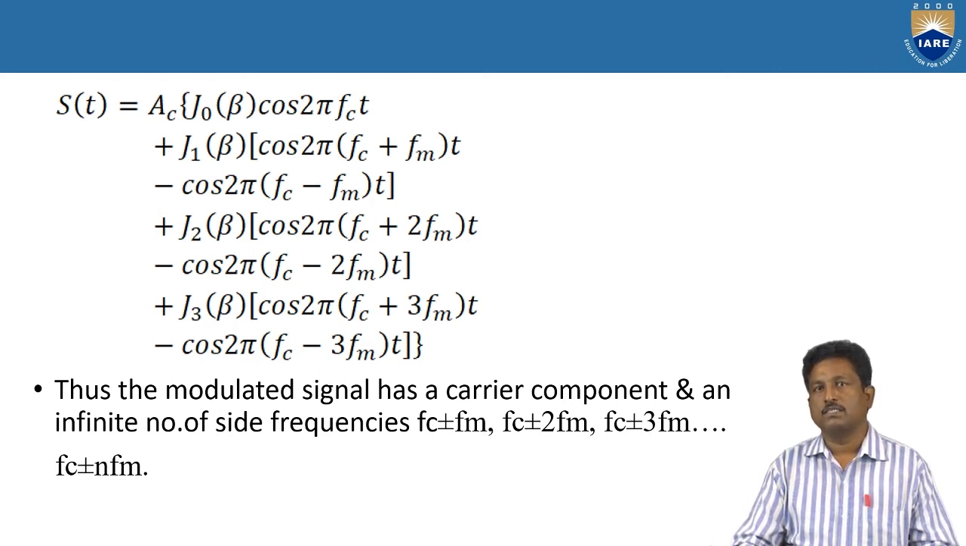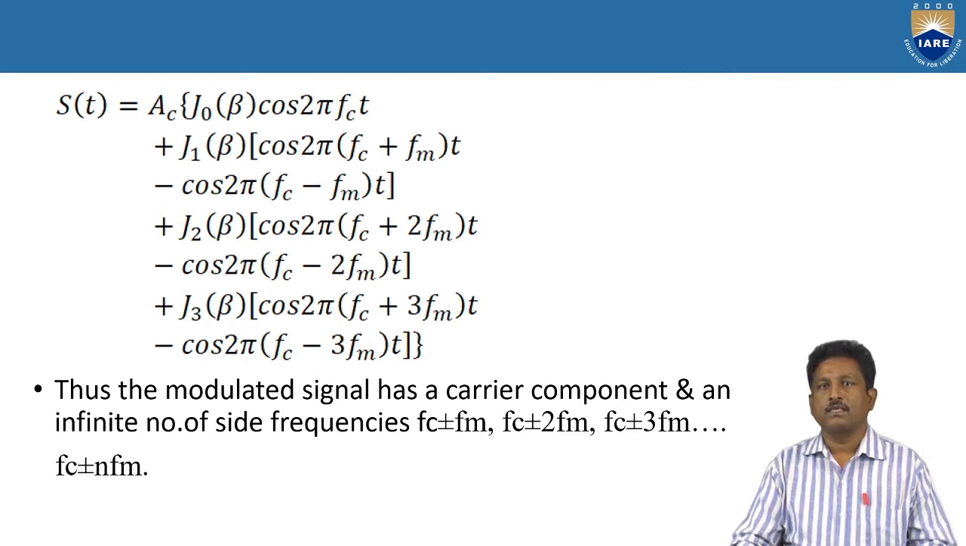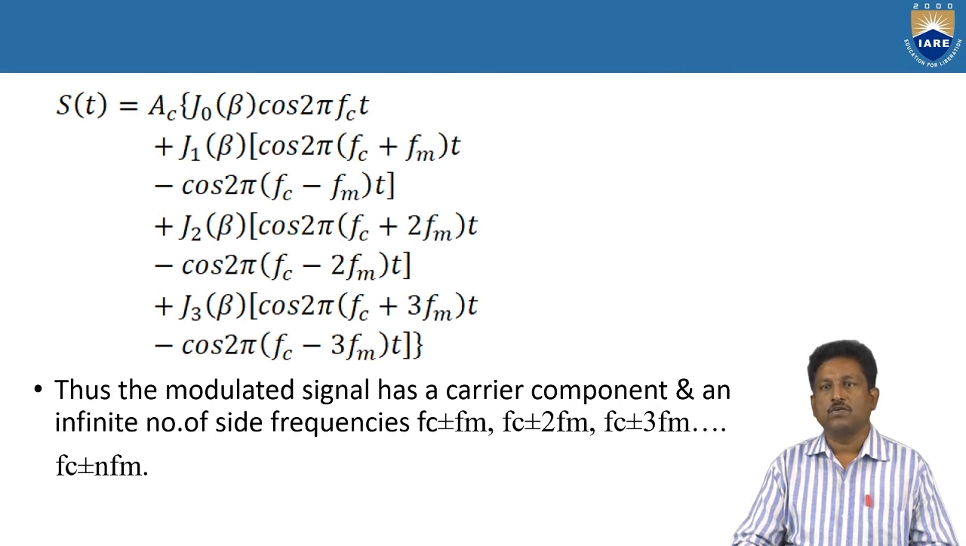So the Bessel functions J0 to Jn depend upon the signal strength of the sidebands. Theoretically, because of wideband frequency modulation, the beta value is greater than 1, so we are going to get infinite sidebands, which are located at fc plus or minus fm, fc plus or minus 2fm, fc plus or minus 3fm. It will go on until fc plus or minus n fm. So based on the n value, the sidebands increase towards infinity.